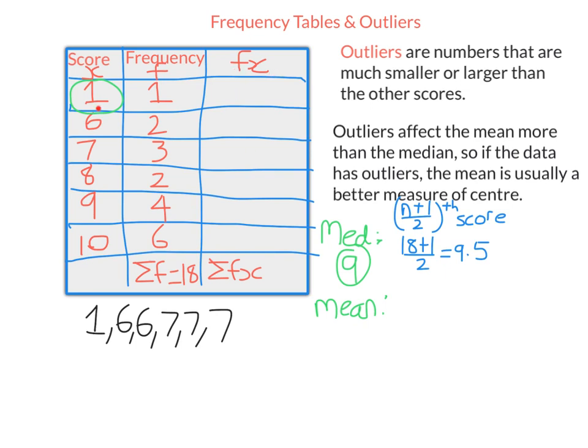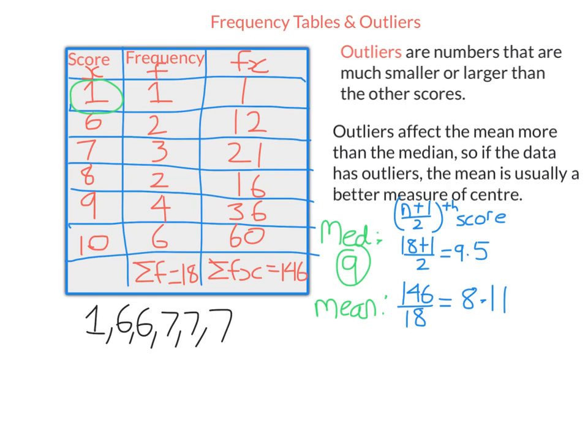The numbers that go here are these two multiplied together. So I go 1 times 1, 6 times 2, 7 times 3, 8 times 2, 9 times 4, and 10 times 6. If I add up all of these numbers, I get 146. So that's what this means here, the sum of the fx column. So 146 is the sum of all the scores, and 18 is the number of scores. So the mean is 146, the sum of all the scores, divided by 18, how many there are. So it's 8.11 and so on.